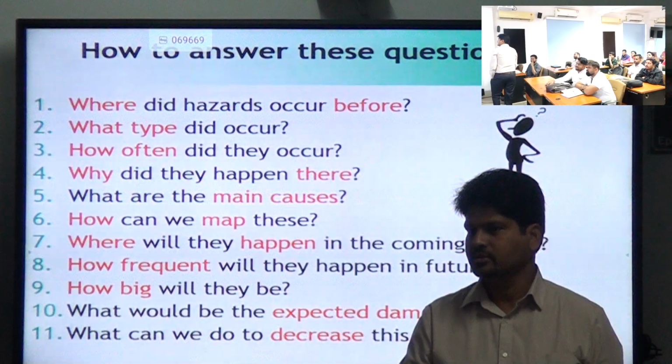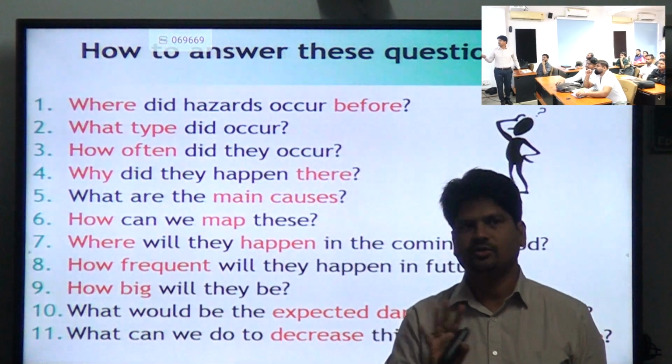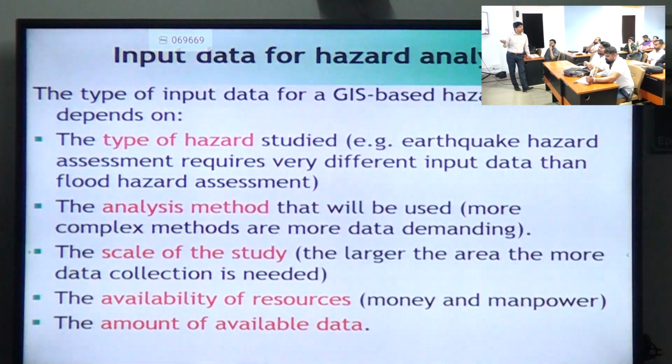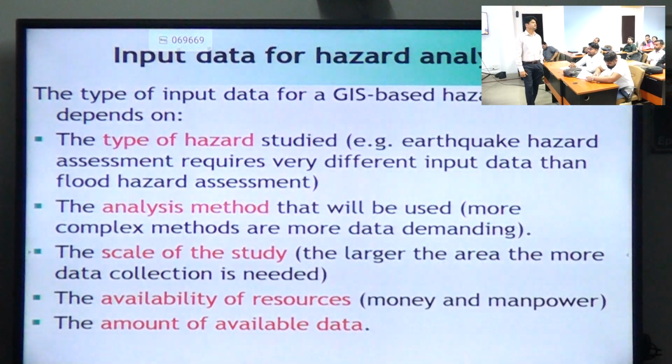Now, the input data and the type of hazard are very important. Sometimes some people think that for one particular hazard, let's say they are using X number of variables, they can replicate the same variables for another type of hazard. Wrong. Because for each hazard, as we have seen, the processes are different. The requirements of the data set are also going to be different. Therefore, earthquake hazard assessment requires very different input data than flood hazard assessment. The method can be similar, but again they can be different as well.